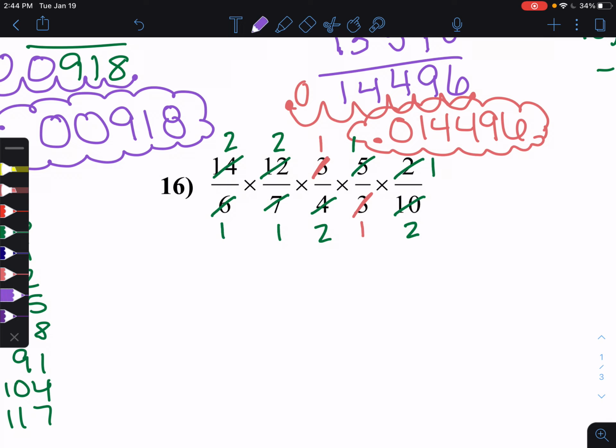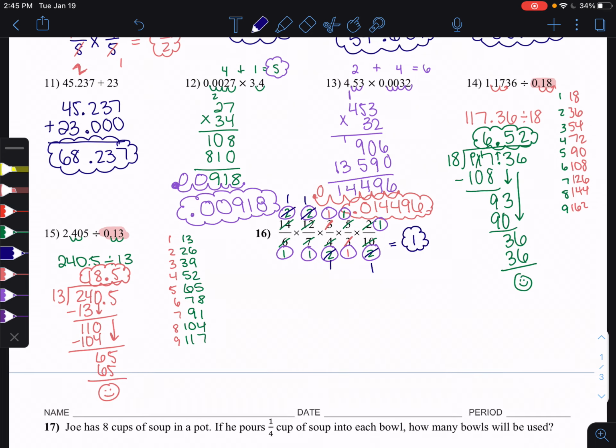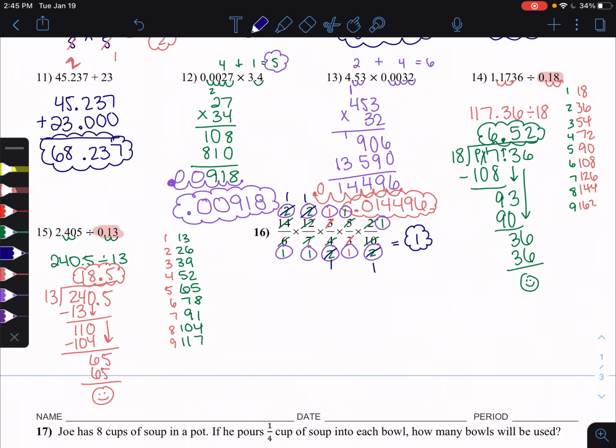And then if I look at these numbers that I've got left over, there are still some common things on top and bottom. So I'm going to cancel out this 2 with this 2, this 2 with this 2, and I'm left with a bunch of 1s everywhere. And my answer is 1. So that one's just a bunch of cross canceling. It's all multiplication, no keep, change, flip, just a bunch of cross canceling.